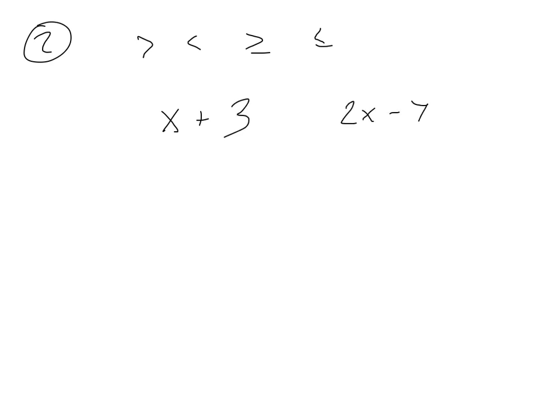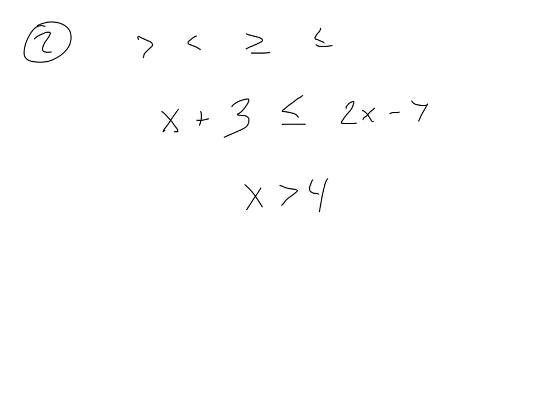2x minus 7, there's an expression. And then when you place one of those signs in between them, let's take less than or equal to, that is now an inequality. Just like x is greater than 4 was also an inequality. x is an expression, 4 is an expression, and we put an inequality symbol in between them.